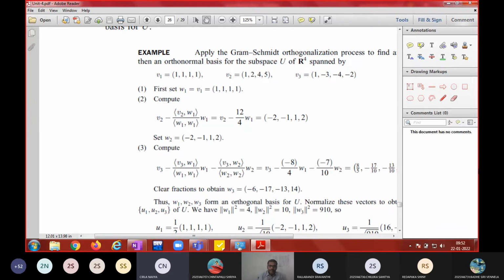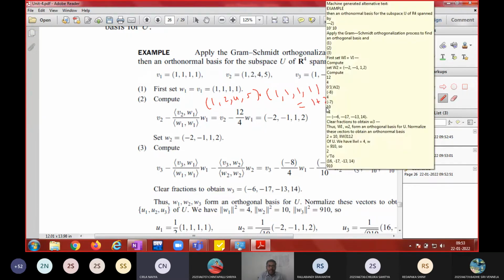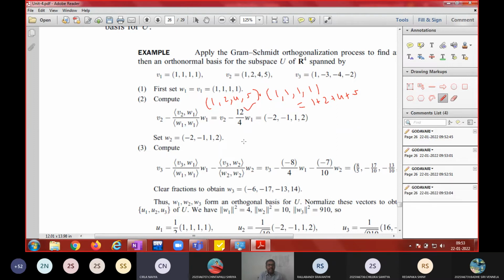How do you compute this? What is V2? V2 is nothing but the second vector, 1, 2, 4, 5. Inner product in our sense is the dot product with W1. What is W1? W1 is V1, that means 1, 1, 1, 1. What is the dot product? 1 plus 2 plus 4 plus 5. 9 plus 2 is 11, 11 plus 1 is 12. Simply you are finding the dot product.